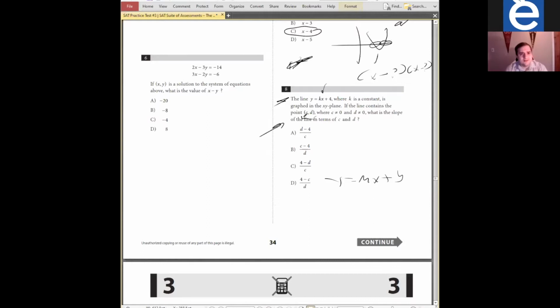So y is equal to kx plus 4, so that's x, that's y. So d is equal to kc plus 4. I just plugged that in for x and that in for y. Well, then we just simplify this so we're solving for k, because k, the constant attached to the x, that's your slope. So that's why we know k is the slope. So d minus 4 divided by c is equal to k, and that is a.